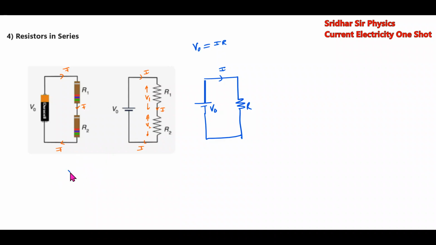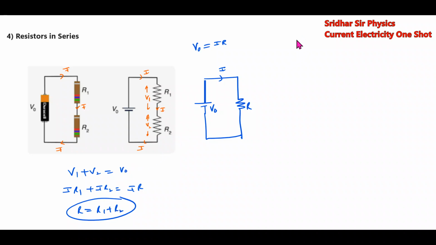Then first we'll define like this: V1 plus V2 is equal to V0. What is V1? By Ohm's law, IR1. V2 by Ohm's law for the second resistor is IR2. V0 equals IR. So what is R equal to? R1 plus R2. If two resistors are connected in series, the effective resistance will be R1 plus R2. Then the potential drop formula: IR1, which is equal to V0 by R, or V0 R1 by R1 plus R2, and IR2.